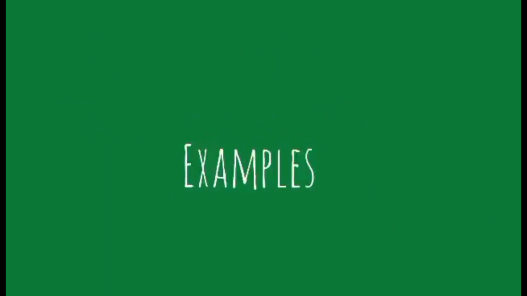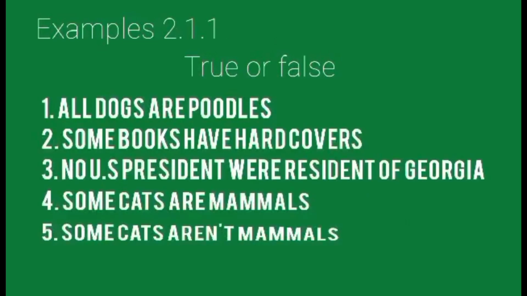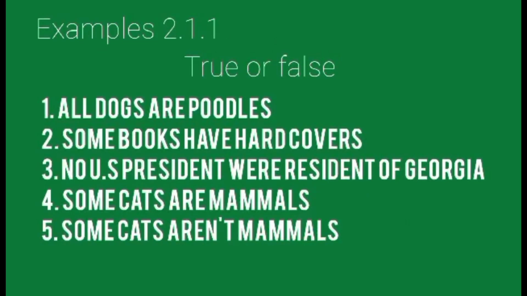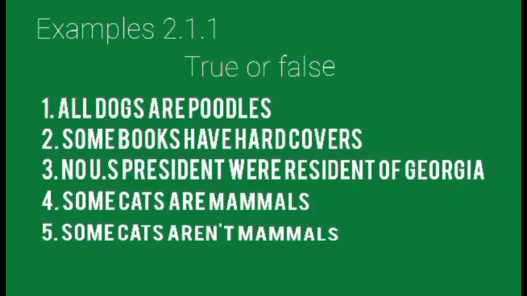Here is an example. According to your everyday experience, decide whether each statement is true or false. Number 1, all dogs are poodles. Number 2, some books have hard covers. Number 3, no U.S. president was president of Georgia. Number 4, some cats are mammals. Number 5, some cats aren't mammals.